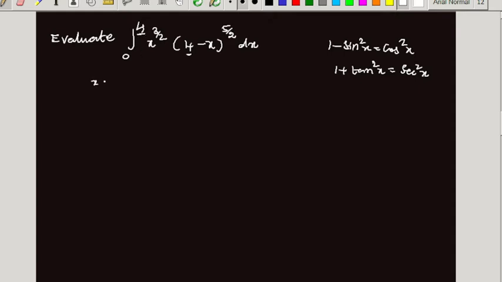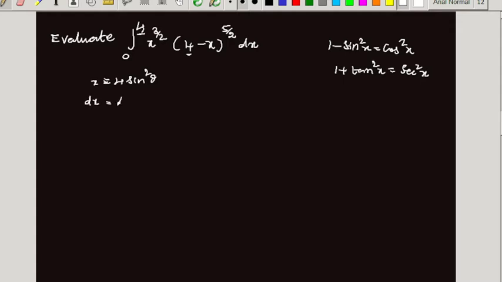We consider x equal to 4 sin square theta. Here we can consider sine or cos. There is no power on x, but while writing we write it as sin square. Now we differentiate this.